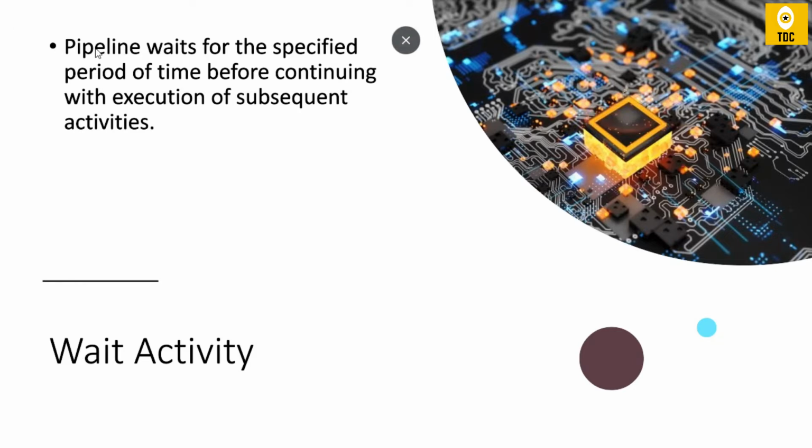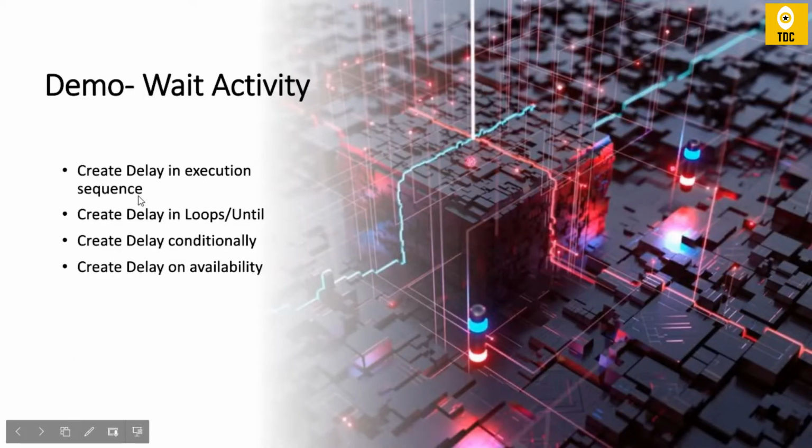And as a definition, the pipeline waits for a specific period of time before continuing with the execution of subsequent activities. That's where we use the wait activity. We will also discuss a demo, and based on my experience, I'll share where exactly the wait activity can be used, so that not only do we learn the theory, we also understand where to apply it. So let's get started with the demo.